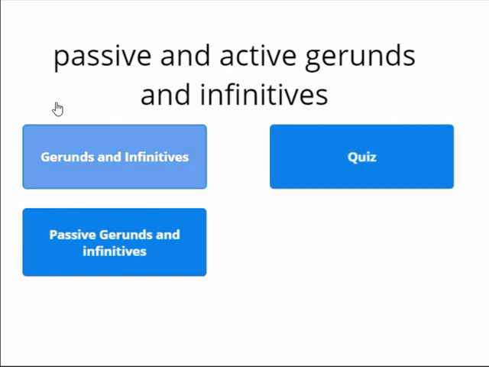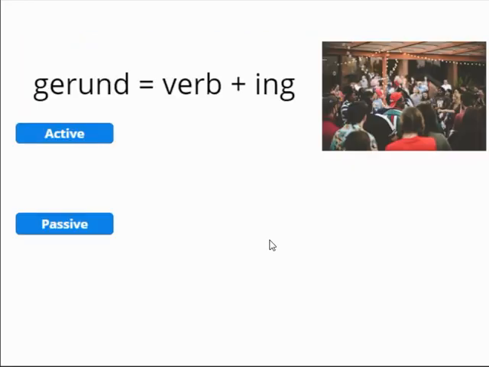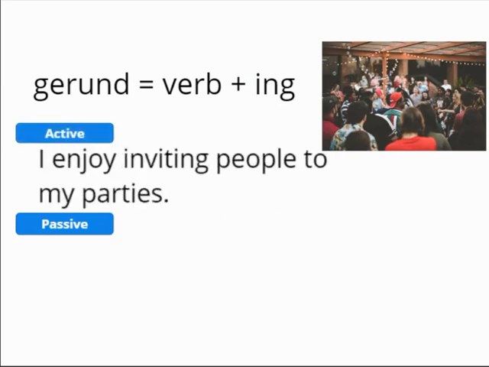Now let's look at passive gerunds and infinitives. Here we can see a great party. We would all like to go to this party. So once again, gerund is verb plus ing. I enjoy inviting people to my parties. Here, inviting is the gerund, and I enjoy inviting people. I buy all the food, it's great fun.